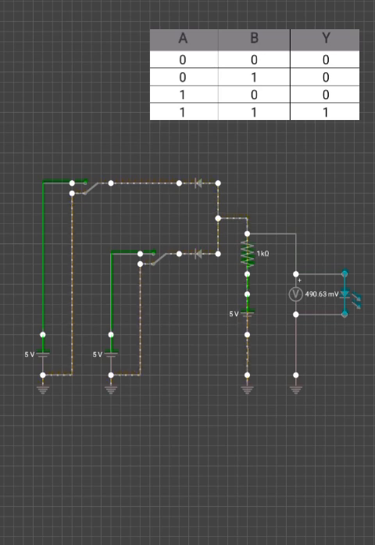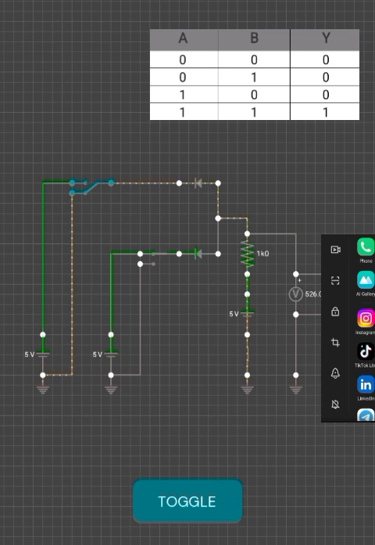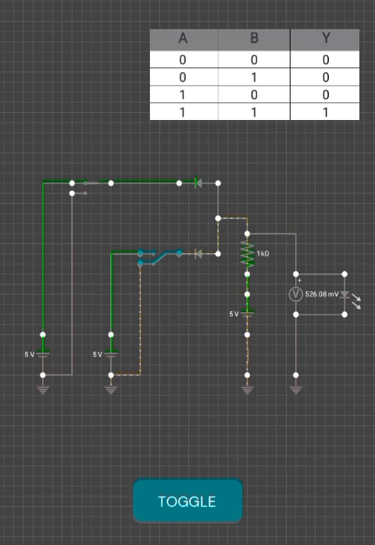Now let's go to 0, 1. On my diode A, 0, and on my diode B, 1. The LED remains off. Now let's go to 1, 0. On my diode A, I have 1, and on my diode B, I have 0. The LED is off. This LED will only turn on when it's on 1, 1. That means it's 1 on my diode A and 1 on my diode B. As you can see, the LED is on.